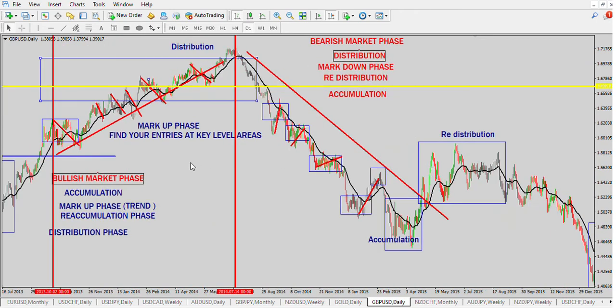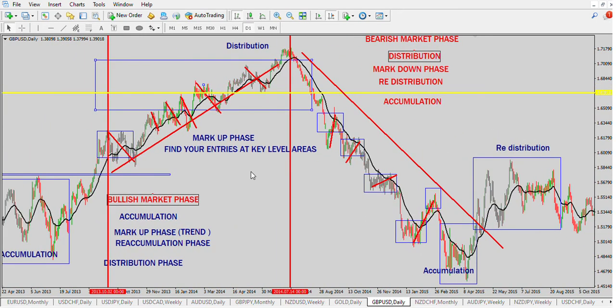For a bullish market phase, we have the accumulation. It will start with the accumulation, then you will see a breakout. Then from the breakout, you will see the markup phase. It is in that markup phase that you want to enter the trend. You want to enter as a trend trader, and you want to see where your reaccumulation comes in. The little reversal, the little pullback. Then the distribution phase ends that particular trade.